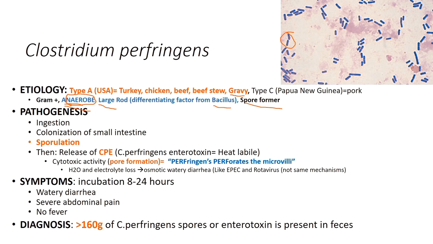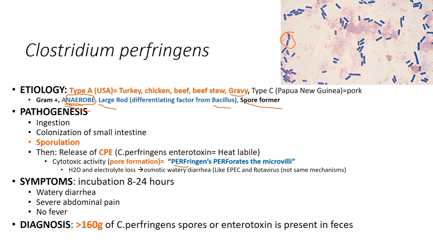So pretty much you ingest it, and it colonizes the small intestine. It sporulates here, so it forms spores in this environment, then releases its C. perfringens enterotoxin. This is heat labile. And how this works, actually, because we're talking about Clostridium perfringens, this forms pores in your microvilli. So it perforates your microvilli. Perfringens perforates the microvilli. So perf. Okay, so that's the way that we can remember this guy.